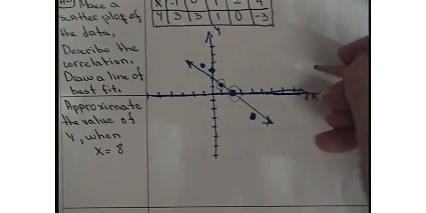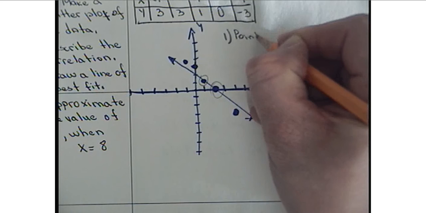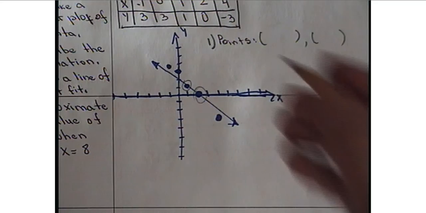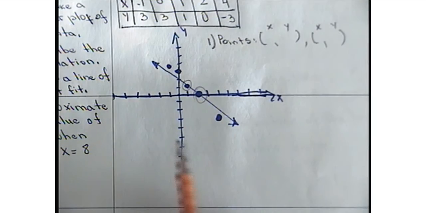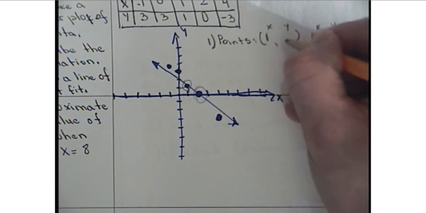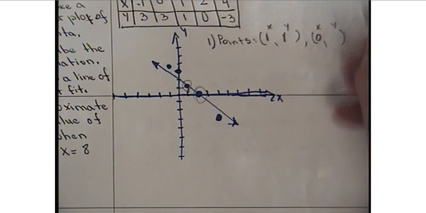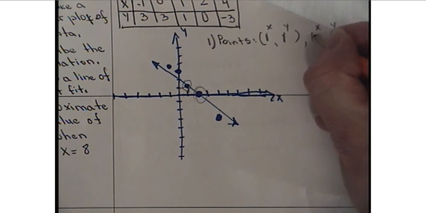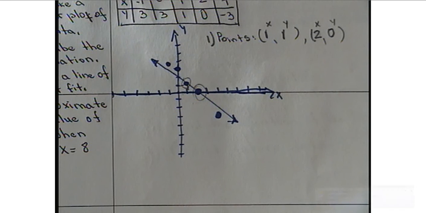So, step 1, points. Let's go ahead and write down their coordinates. So x and y for the first one, x and y for the second one. First point will have 1 and 1 coordinates, 1 for x, 1 for y. Second point has 2 for x, so x is positive 2, y is 0. And I think we're good with the points.